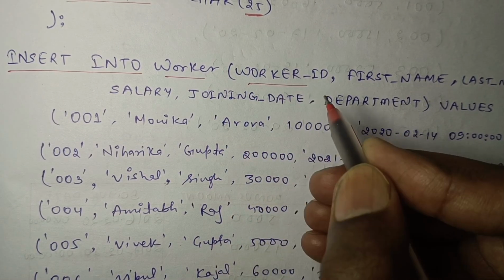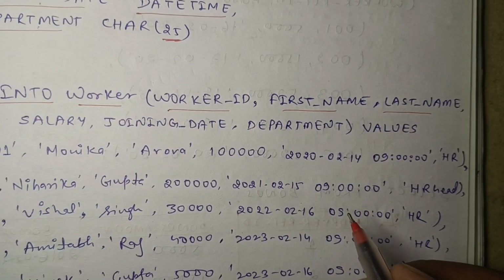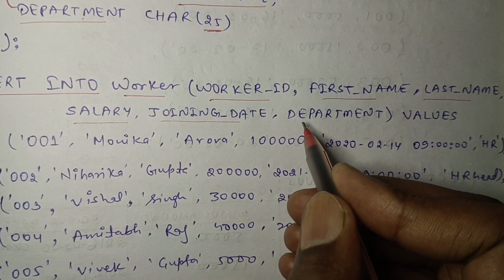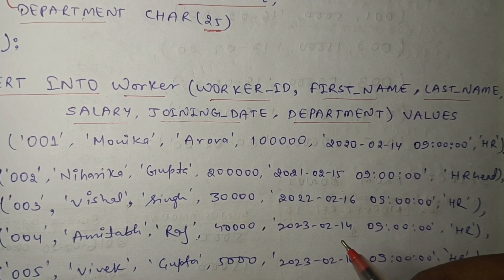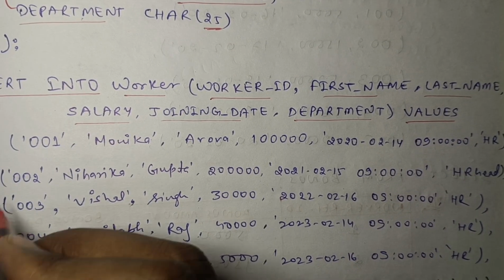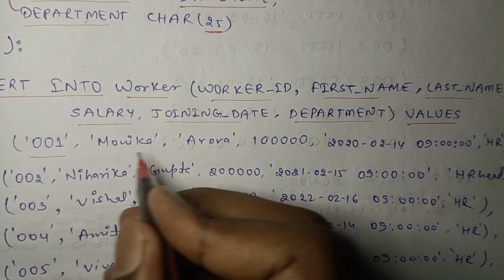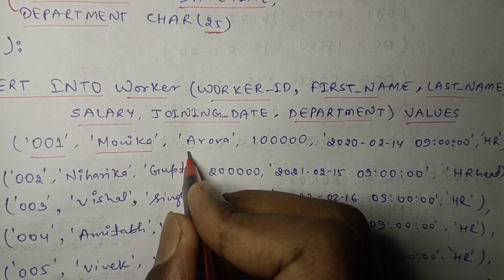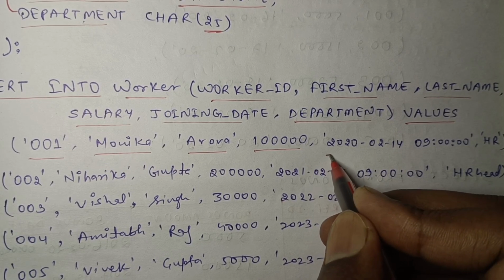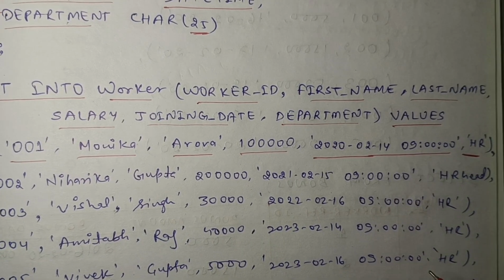So our first column name is worker ID, the second column name is first name, the third column name is last name, the fourth one is salary, the fifth is the joining date, and the sixth one is the department. Now we want to insert values in these columns. So by writing the values, we insert the values. In the parentheses we insert values. So in worker ID I want to insert the value 001. Then in first name I stored Monica. In last name I stored Aurora. In salary I stored 1 lakh. And in joining date I stored the date of joining with the time. And in department I entered the value HR.